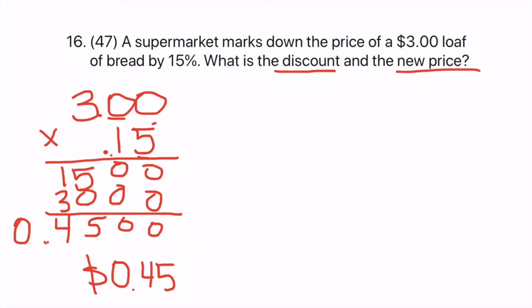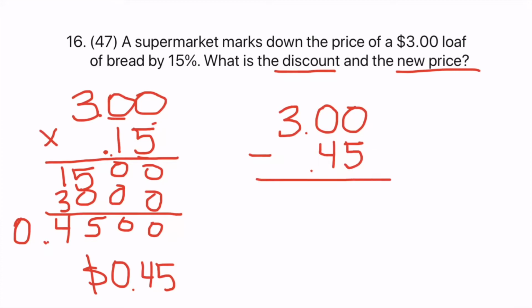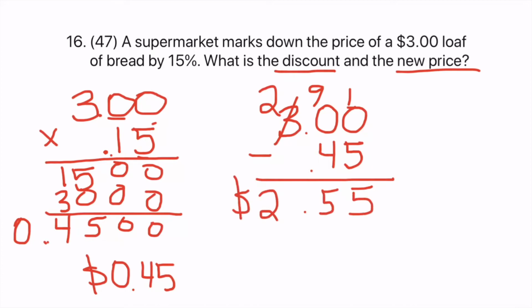Now we have to find the new price. So if this is a discount, we're taking that discount off. We're subtracting it. So we're going to subtract 45 cents from $3. So we'll borrow. And we are left with $2.55 as our new price. So you should have 2 answers for this problem.